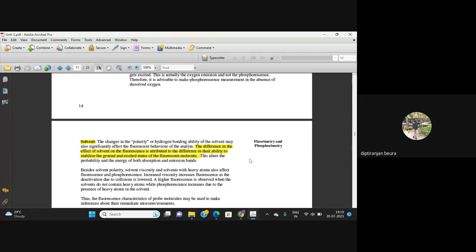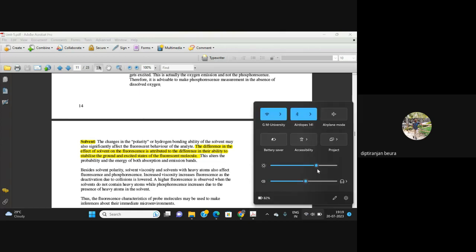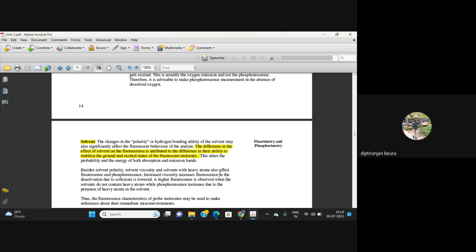Ma'am, is there any inorganic material like strontium aluminate which phosphoresces for some time after the light is cut off? Many inorganic molecules are there.